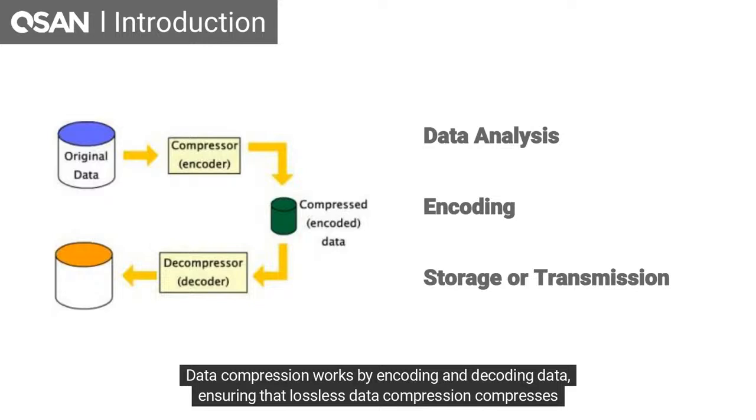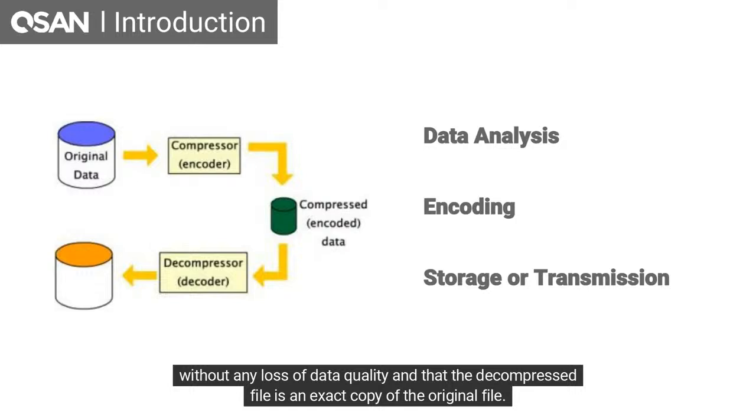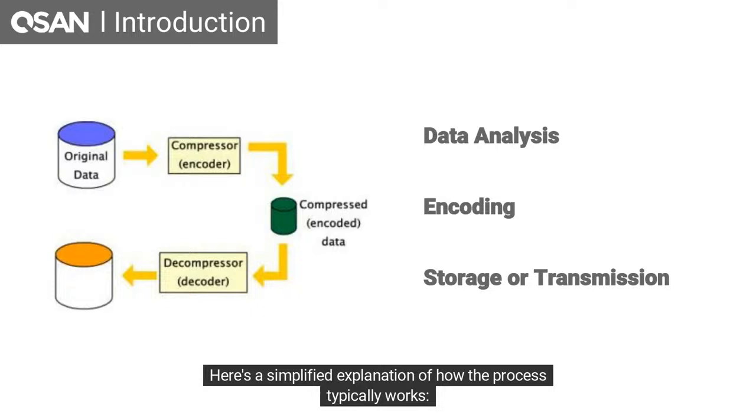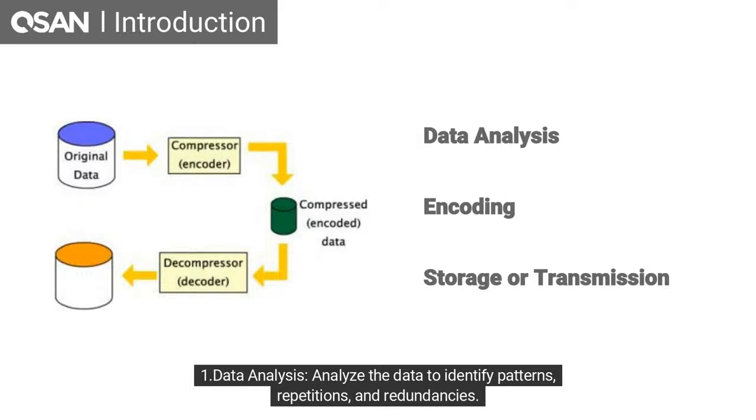Data compression works by encoding and decoding data, ensuring that lossless data compression compresses without any loss of data quality, and that the decompressed file is an exact copy of the original file. Here's a simplified explanation of how the process typically works. 1. Data analysis. Analyze the data to identify patterns, repetitions, and redundancies.